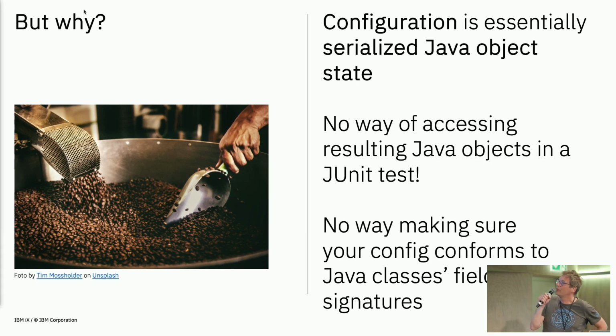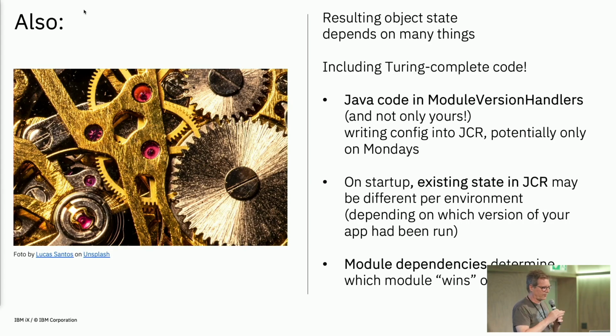Because all that configuration, and we've got many syntaxes for configuration and configuration sources, is essentially serialized Java object states. You're writing class names in it, field names, and then values, and you have no clue. There's no compiler telling you this field name doesn't exist, or that class name, and this is the wrong type for this kind of field, and all that. All kinds of things can go wrong. And that's not the only problem.